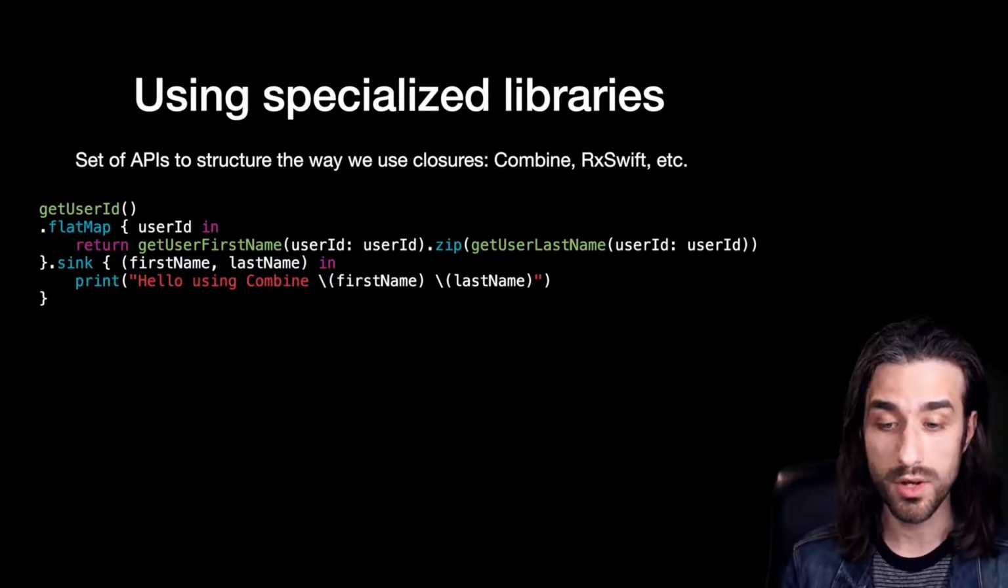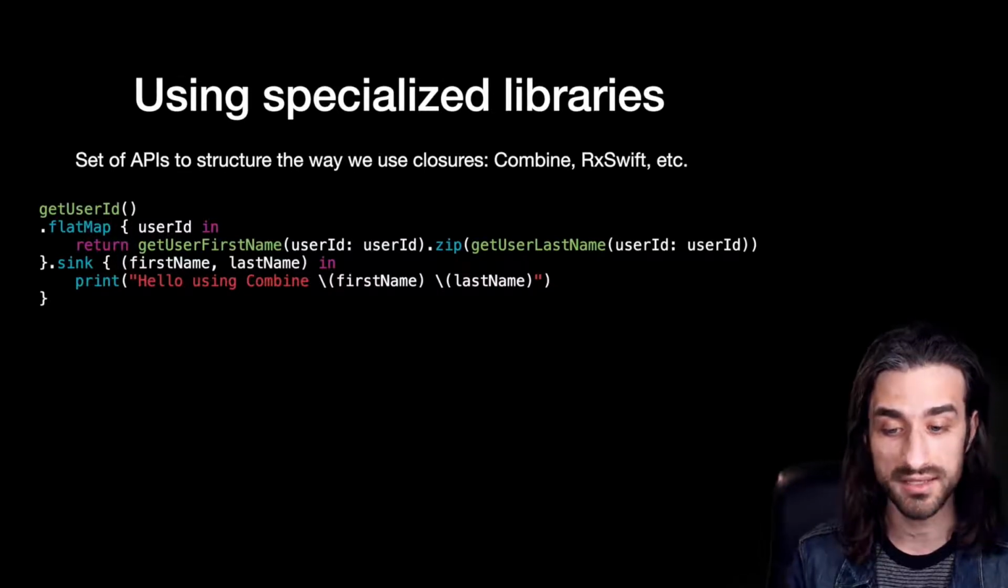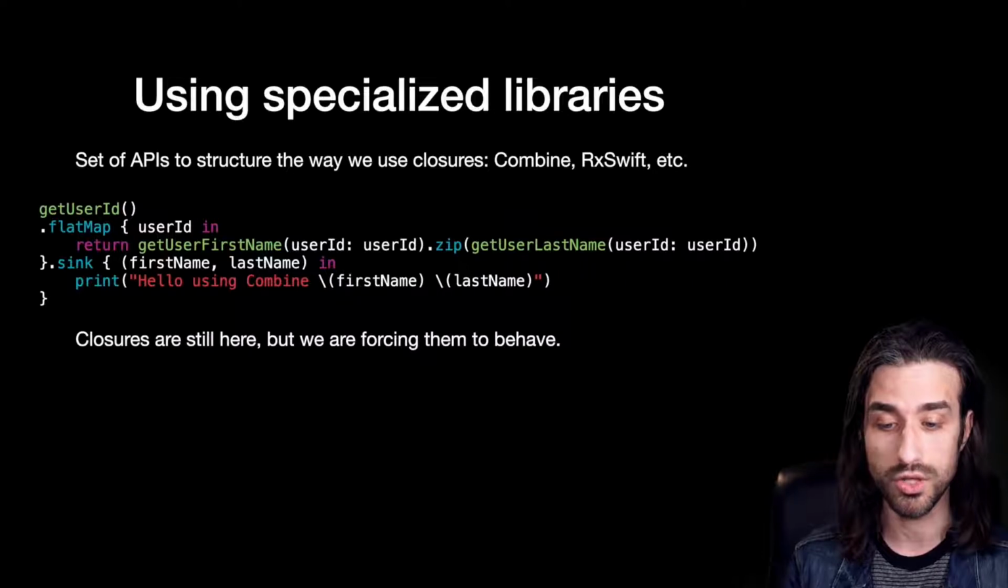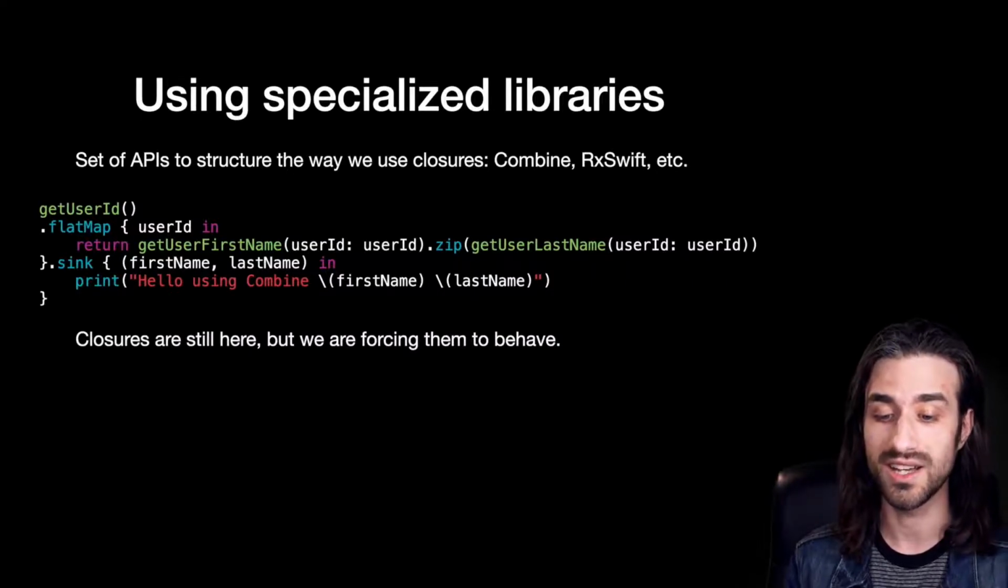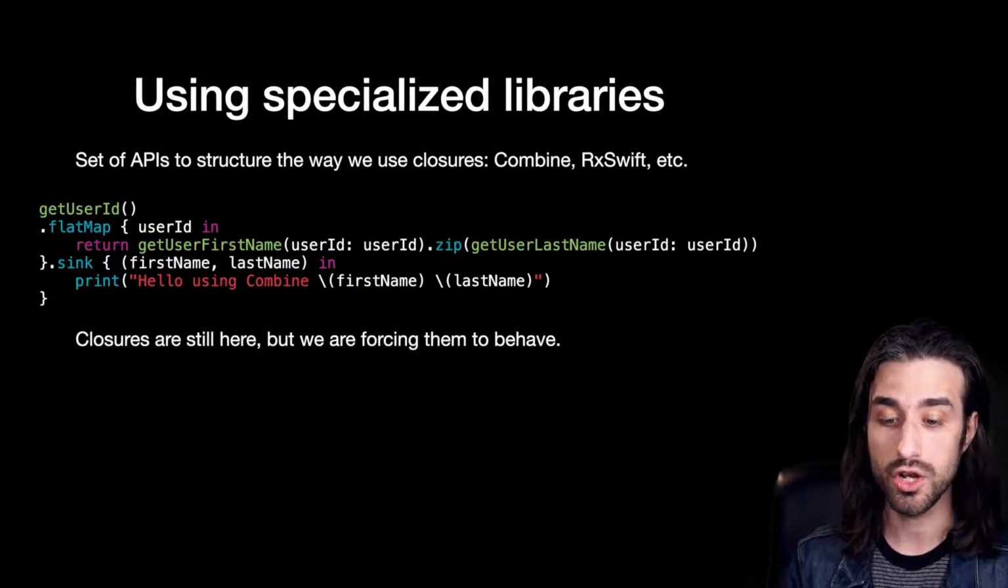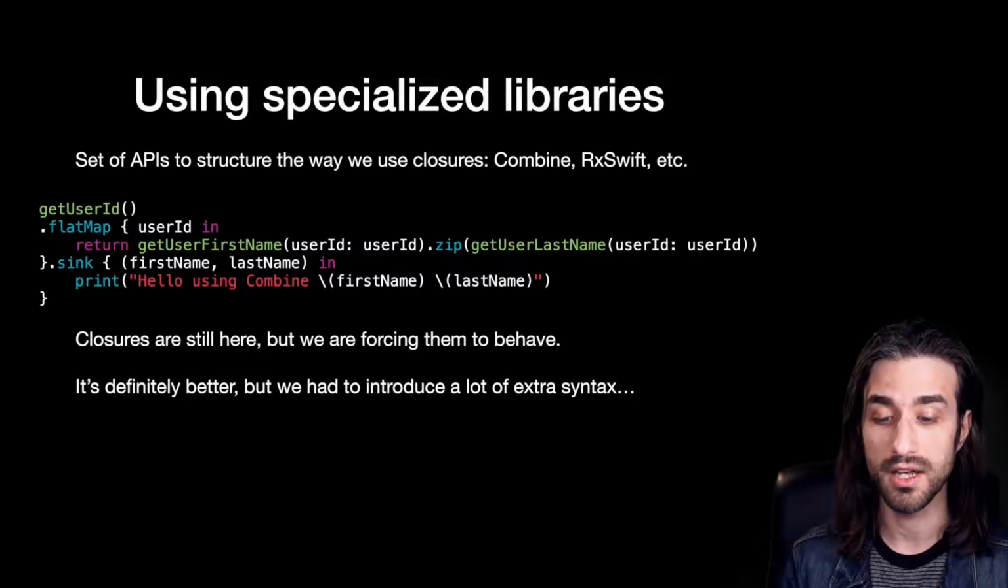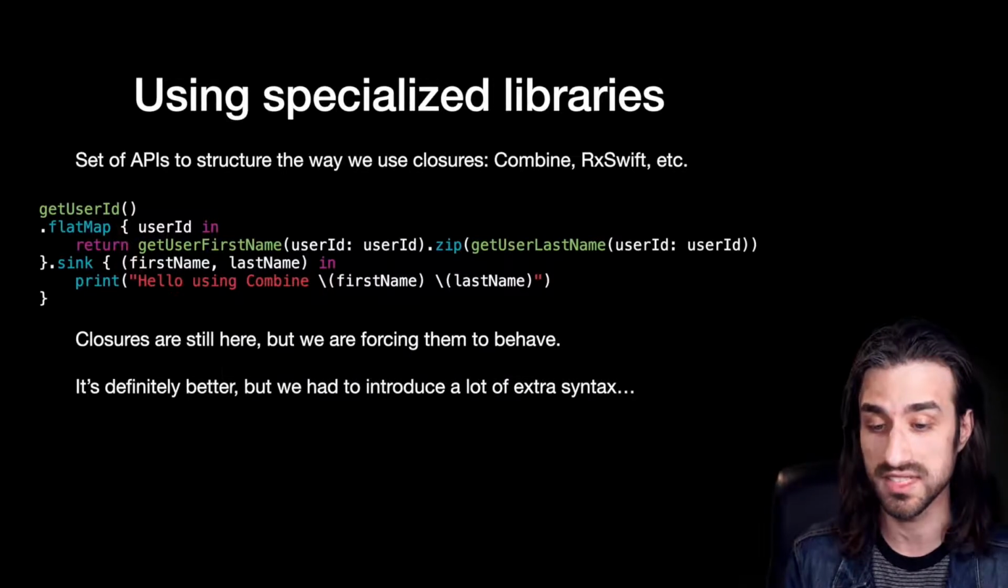It's a better way of doing it, because now if we want to add a new sequential call, we add a new call to flatMap, but we no longer need to nest closures into one another. So it's a better way of dealing with asynchronous code, but there is still a little drawback: closures are still here. We are forcing them to behave through these new APIs like flatMap, zip, and sink. So it's better, but it introduces a lot of extra syntax. And this is where the second option comes into play.